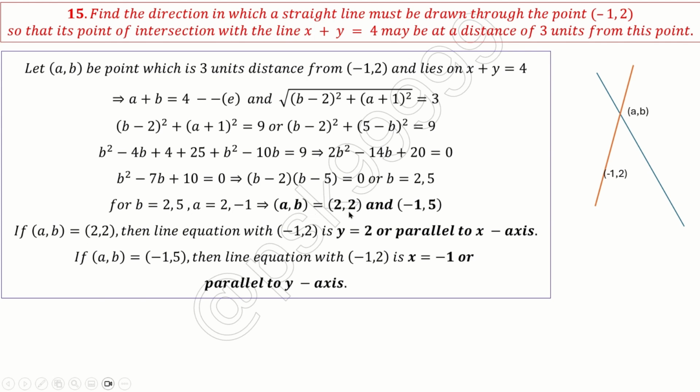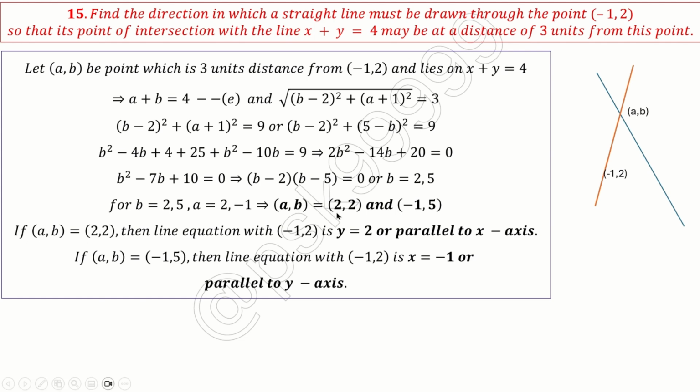(a, b) is nothing but (2, 2) and (-1, 5). You will get two values because the line can be this way. Okay. The line can be this way also, right? Same distance, 3 units distance, you can get if you draw a line this way also. Okay. So you will get 2 points (a, b). So these two (a, b)'s lie on the same line. So once you have 2 points, (a, b) and (-1, 2), you have to find the equation of the line.